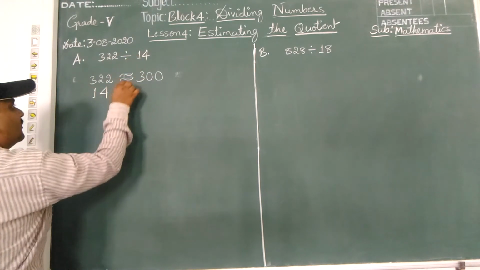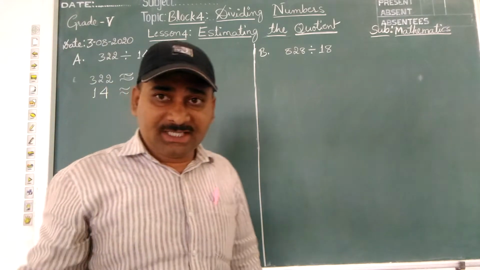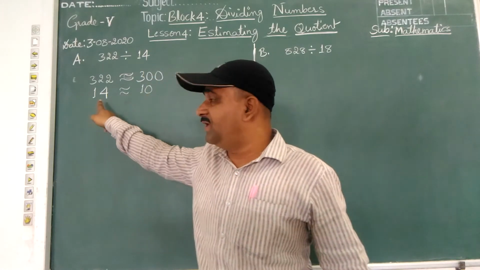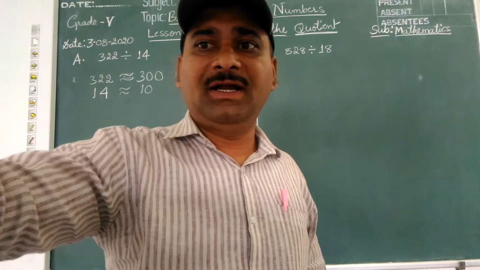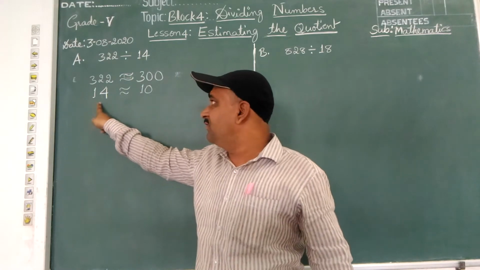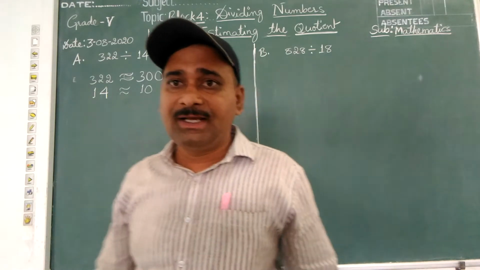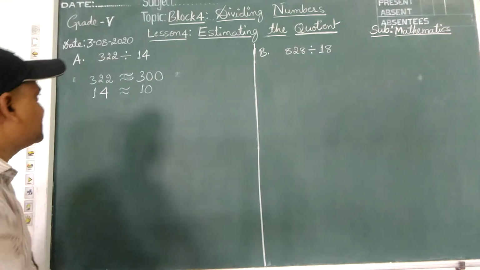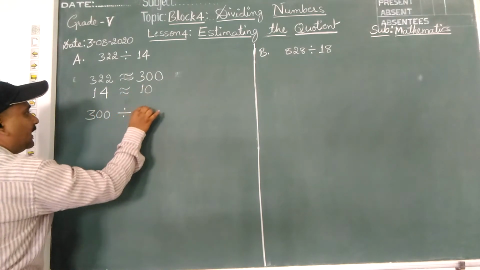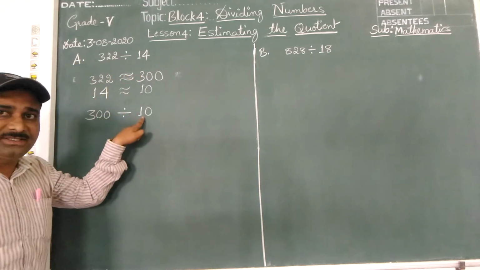Next number is 14. 14 is nearest to 10. If it were 15, we would have written 20, because the nearest value of 15 is 20. But it is not 15, it is 14, so 14 rounds to 10. Now we have the rounded numbers: 300 divided by 10. 322 now becomes 300 and 14 now becomes 10.